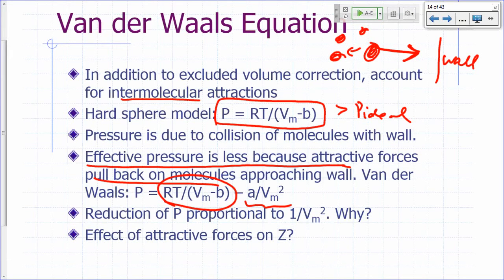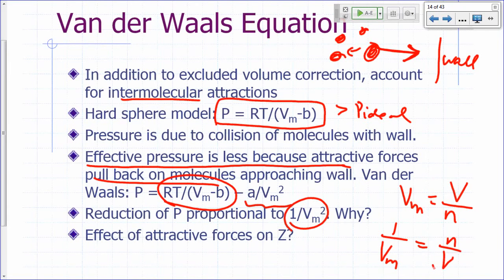Now, the reduction in the pressure is directly proportional to the square of 1 over molar volume. What do we mean by 1 over molar volume? What's molar volume, would you say? Volume over moles, right? So what's 1 over molar volume? It's number of moles over volume. So that's really concentration, moles per liter. So the reduction depends on the concentration, N over V. Not just on the molar concentration, but the square of the molar concentration.